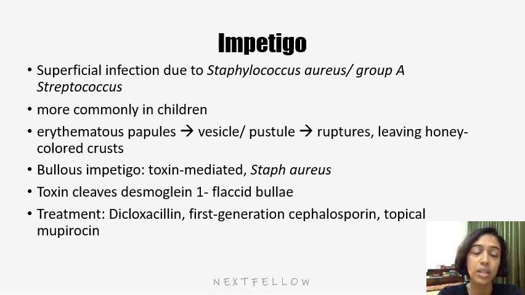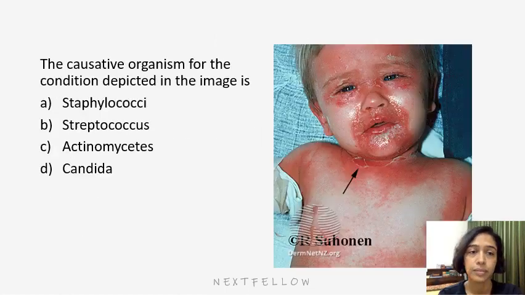The toxin cleaves desmoglein 1, which is within the epidermal cells, and that causes flaccid bullae, which usually get filled with pus. The treatment for bullous impetigo is usually dicloxacillin, a first generation cephalosporin, and topical mupirocin. Here's a question. The causative organism for the condition depicted in the image is Staphylococcus, Streptococcus, Actinomycetes, or Candida.